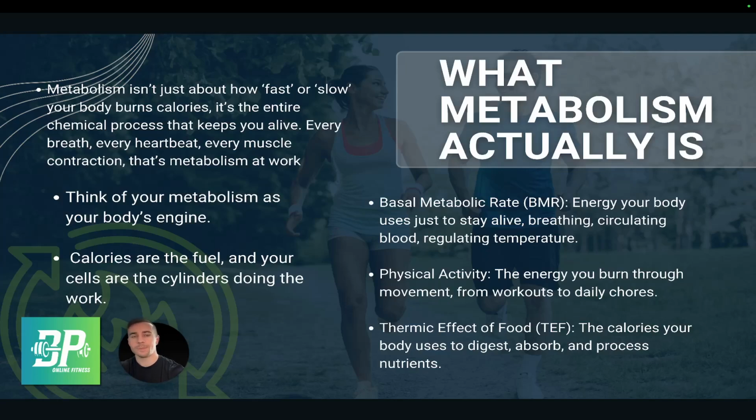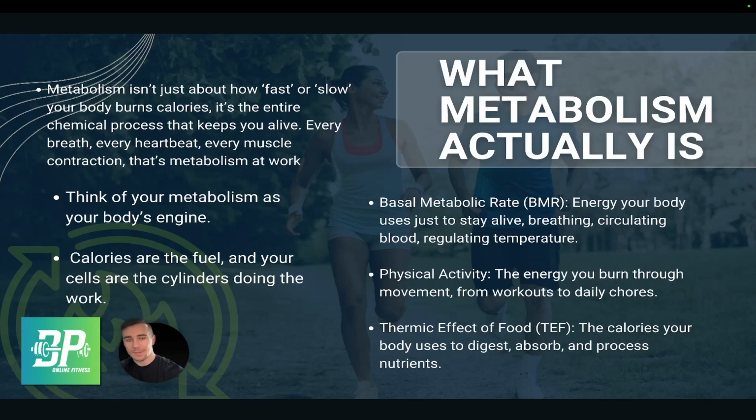It's the normal sort of energy that your body is using to have normal functions, to run fluidly, basically. Physical activity, so the energy you burn through movement from workouts to daily chores, that can have an effect on your metabolism. Thermic effect of food, so the calories your body uses to digest, absorb, and process nutrients.